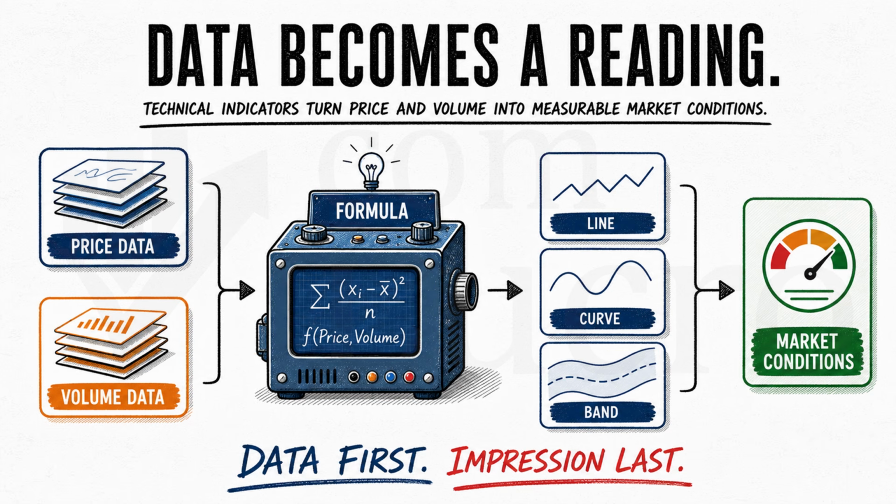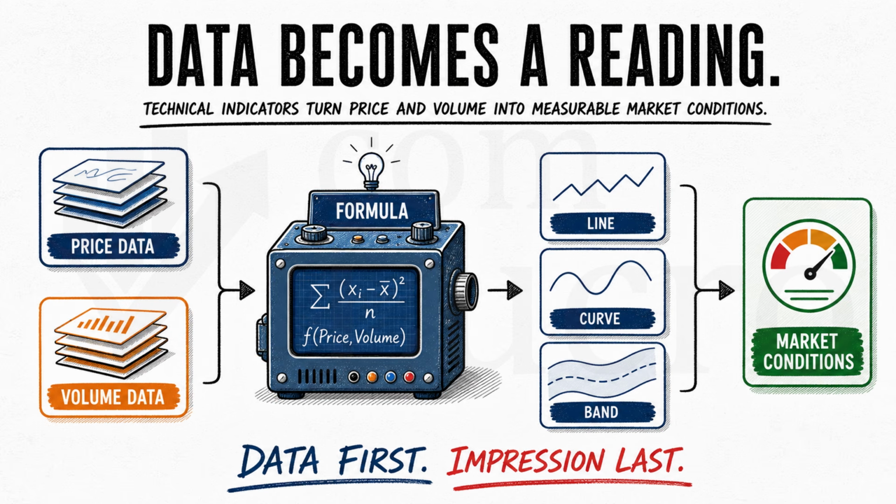So let's start with the obvious question. What are technical indicators? Technical indicators are calculations that help you interpret market conditions by analyzing price movement and trading volume. In day trading, where decisions happen fast, that kind of structured reading is invaluable.